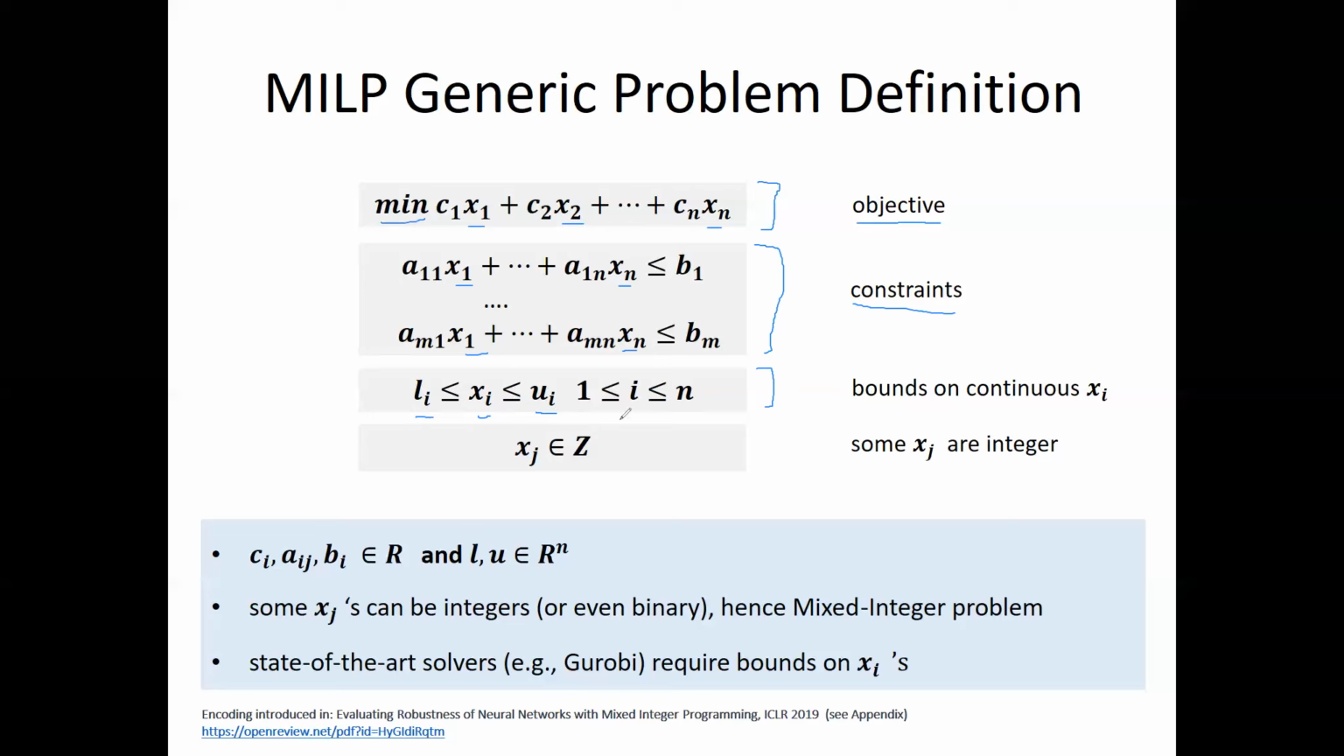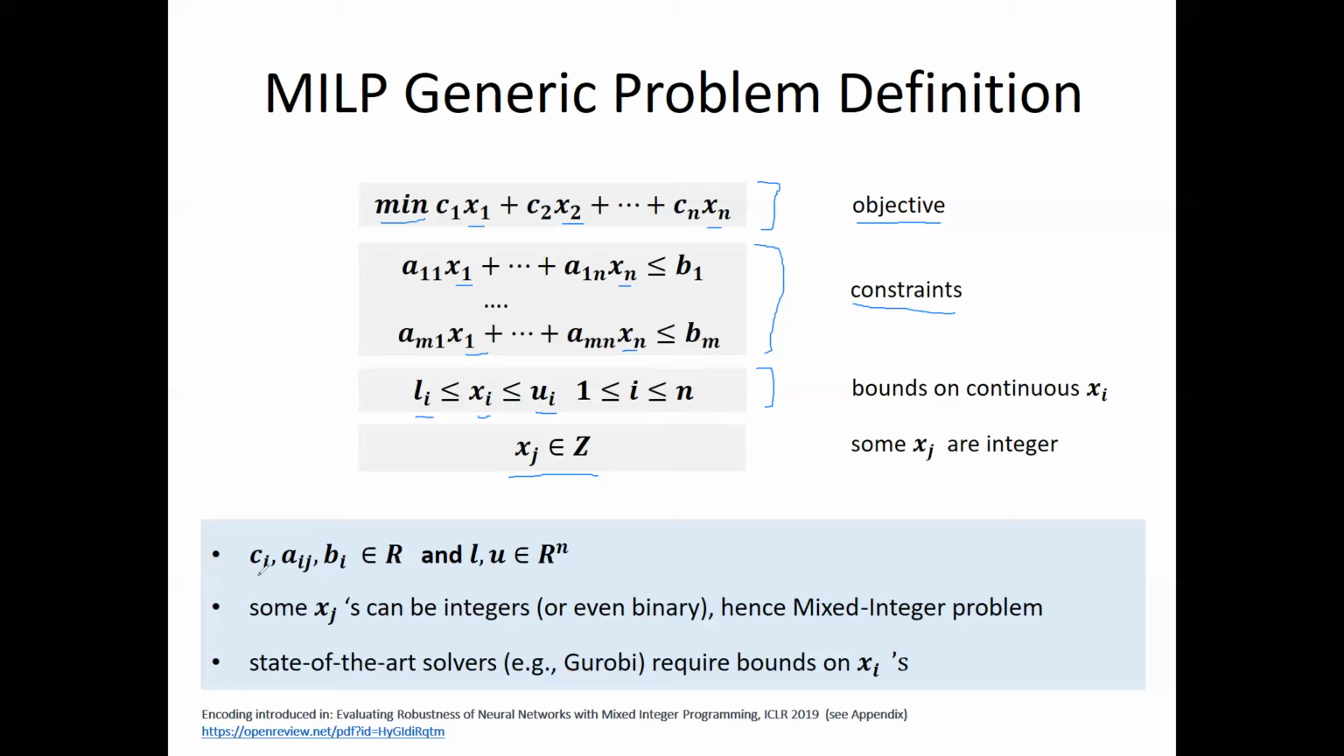That xi should be in this range. Now, because this is a mixed problem, in addition to continuous variables, we're also allowing integer variables. So some of these xi's that we see here actually may end up as integers. So we can also mix both real values and integer variables in this MILP formulation.